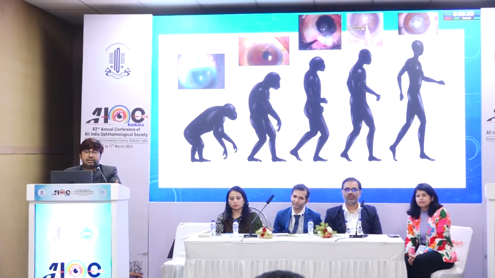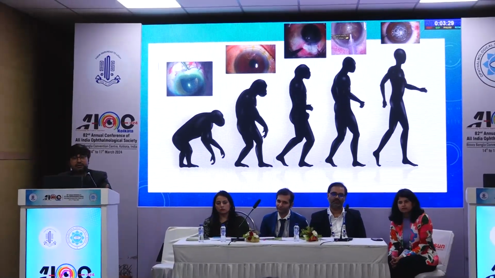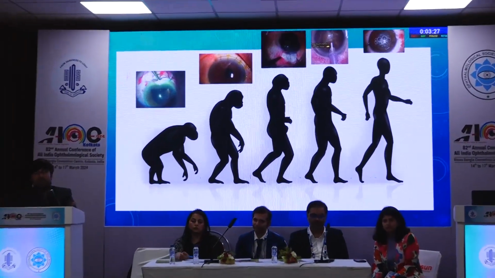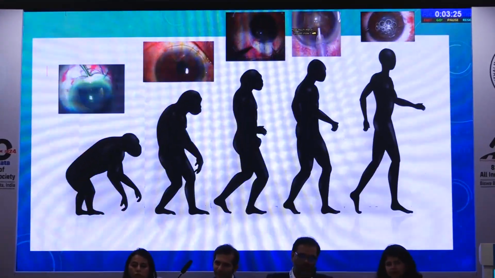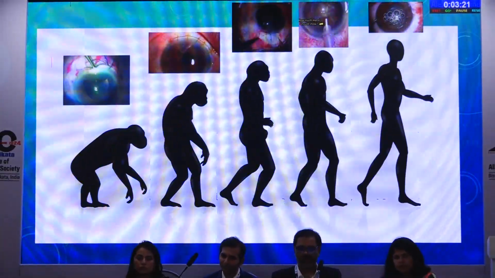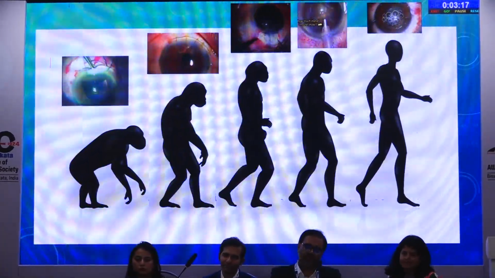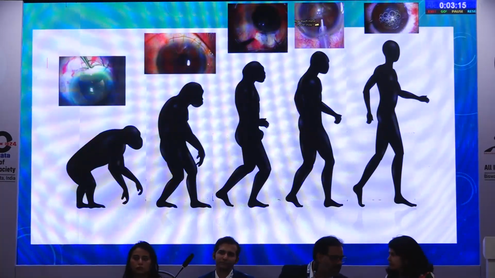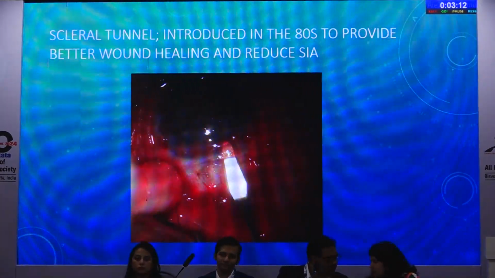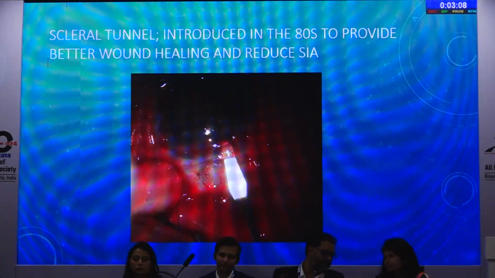As we know, in the evolution curve of eye surgeries, we started off with ICCE, then ECCE, and then went on to the scleral tunnel SICS surgery, phaco, and now the latest, the most advanced femtolaser assisted cataract surgery. The curve of evolution is actually very important. If you go through the curve, only then do you learn your basics appropriately. The scleral tunnel was introduced in the 80s for better wound healing and to reduce the SIA.